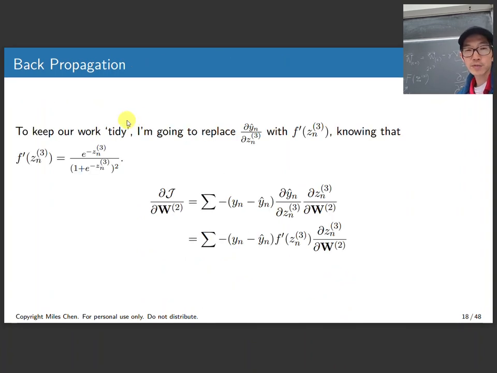And just to keep everything neat, I will replace the partial of y hat n with respect to Zn3 with f prime of Zn3 here. Okay, and now we still have to figure out how Zn3 changes with respect to W2.